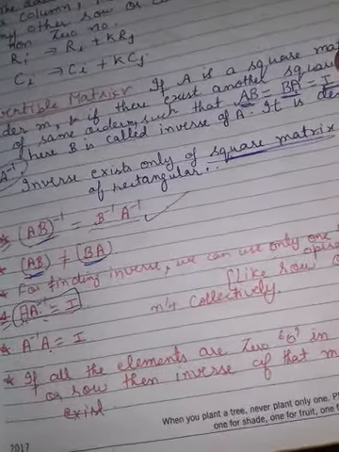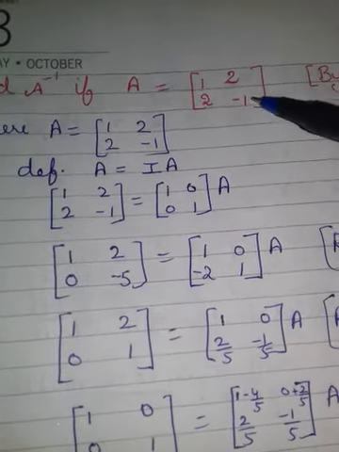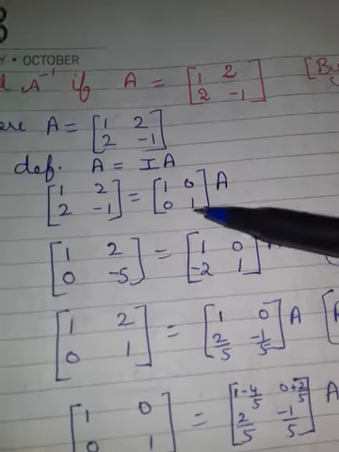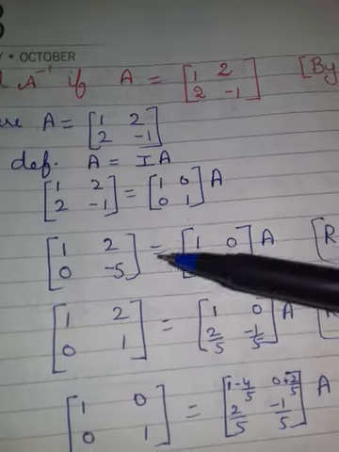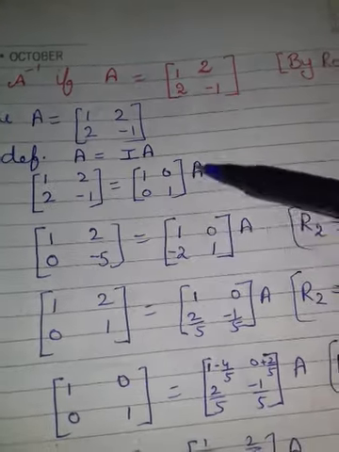The first one is: find A inverse if A is equal to this. Clear? Now by definition you will always write A equals IA. Clear? I will put the values of A on both sides. You know what I is? I is your identity matrix. It depends on which type of A is given; according to A's order you will take I. Clear? Now you will operate.